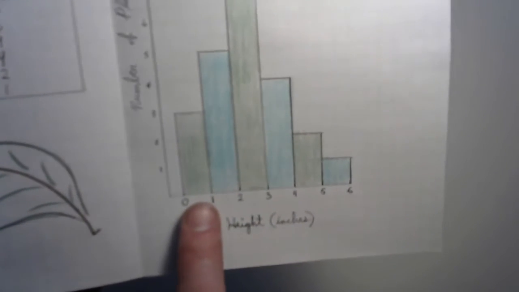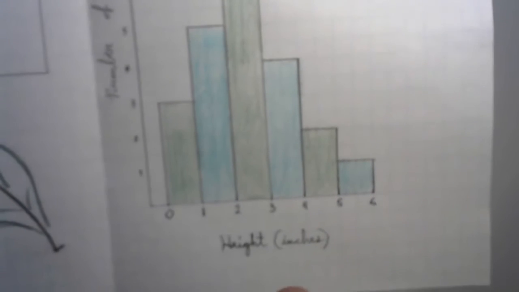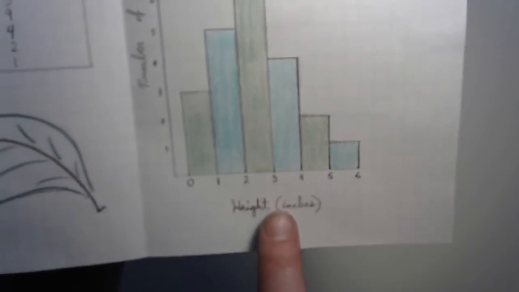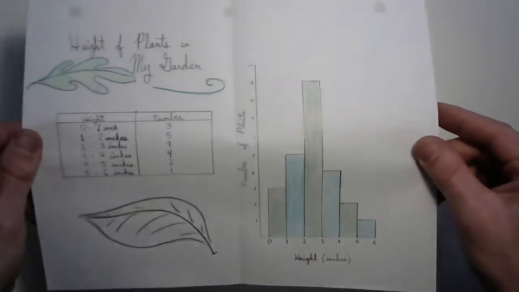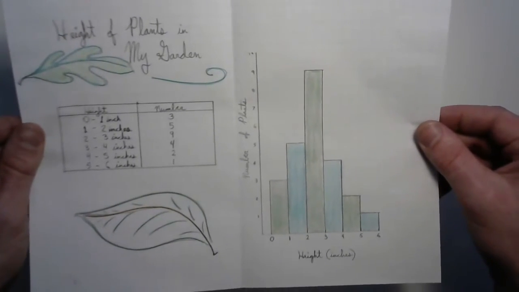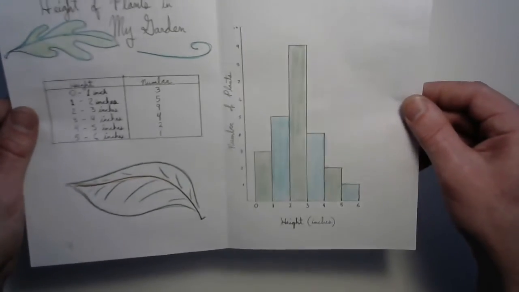So there's some 1/2 inch plants in there, some 3/4 inch plants in there, and the same for all the other ones. You can see 0 to 1 inch, 1 to 2 inch, 2 to 3 inch, 3 to 4 inch, 4 to 5 inch, 5 to 6 inch. So a histogram and a bar graph. The differences are, well, the histogram shows ranges.